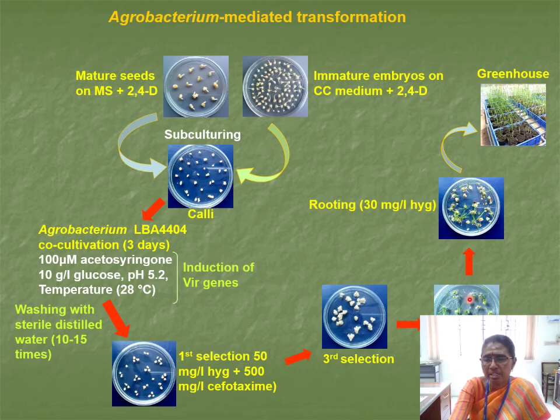This shoot-inducing medium will have the cytokinin BAP at 2.5 to 3 mg per liter. Then after shooting, the shoots will be transferred to a rooting medium. Here also we are imposing a selection pressure using 30 mg per liter of hygromycin. Normally for rooting, we will be using a small quantity of auxins. Then after rooting, these putative regenerated transgenic plants will be moved to greenhouse conditions. These plants will be tested for the presence or absence of transgenes by using polymerase chain reaction or ELISA.